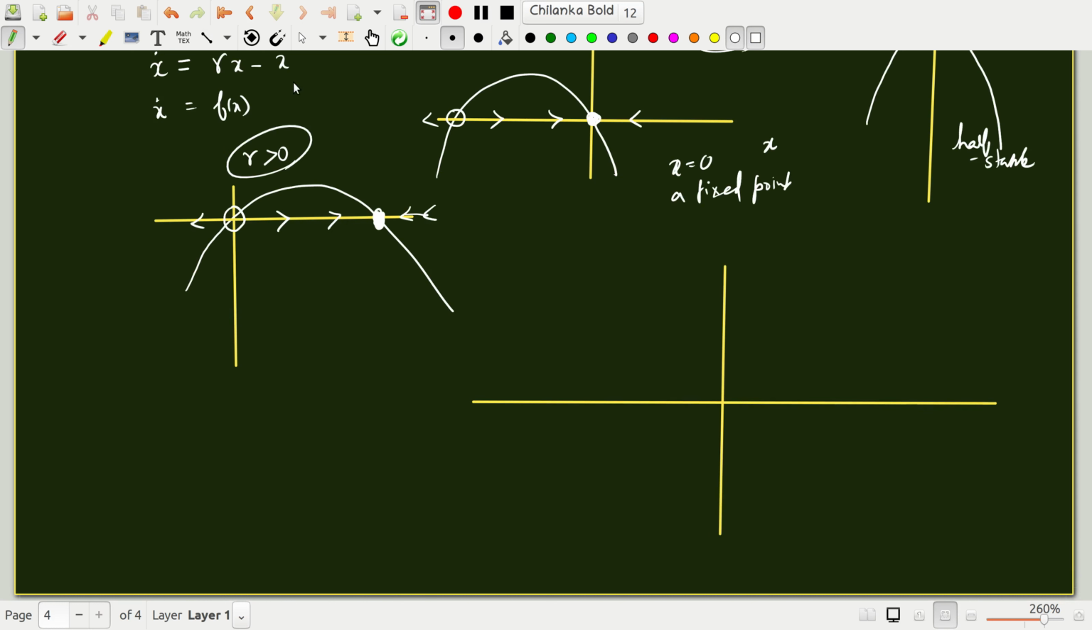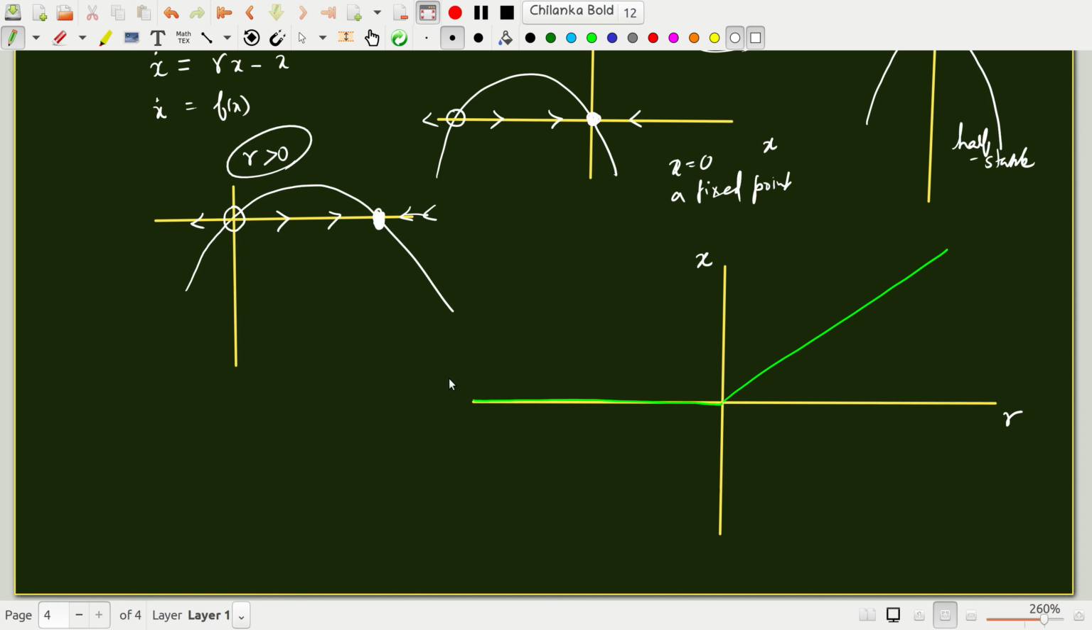Let me draw them. Let me draw the stable solution with green color. Okay, so this is the stable solution. This is x equal to 0. Now let me also label this: x as a function of r. Now this is x equal to 0. This is the stable solution.